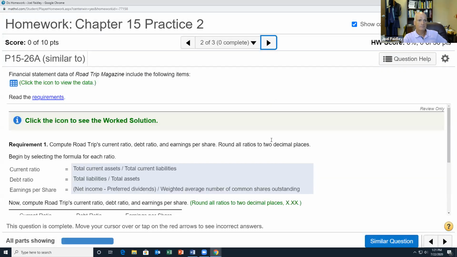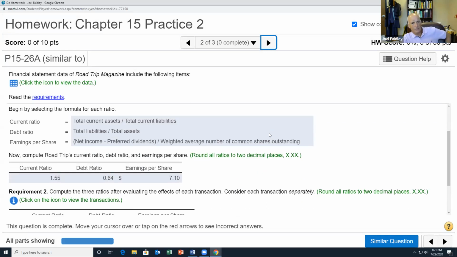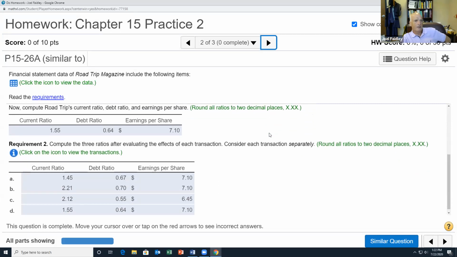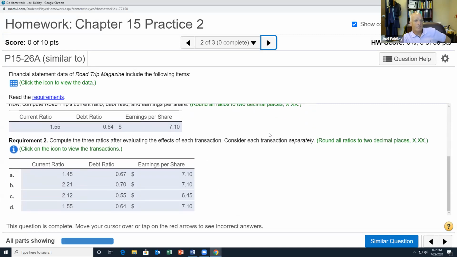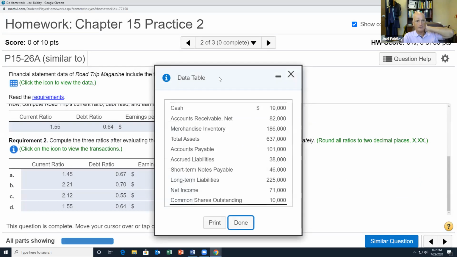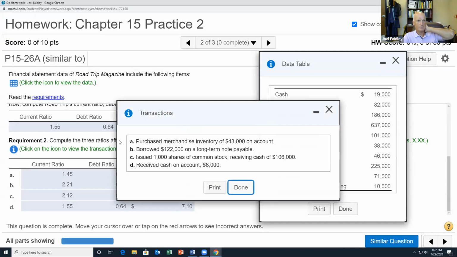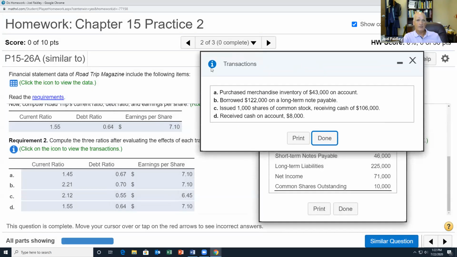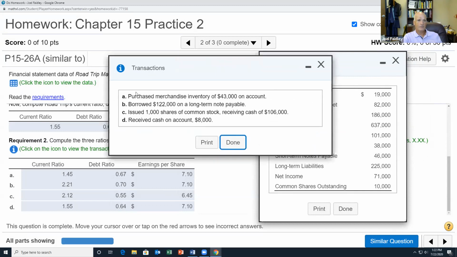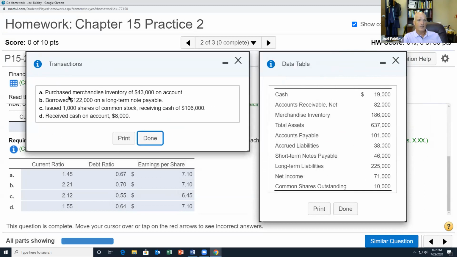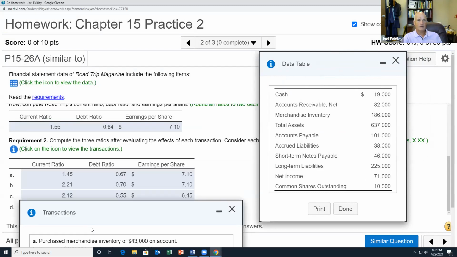Number 2, here you got some ratios, current ratio. You already know what those are, earnings per share. And there's the current ratios. It starts out. Oh, I remember this one. So here they're going to have several things that happen, and they want you to calculate it. View the transactions. All right, so what's happened here is under A, they purchased merchandise inventory 43,000 on account. So how does that change these ratios, right?